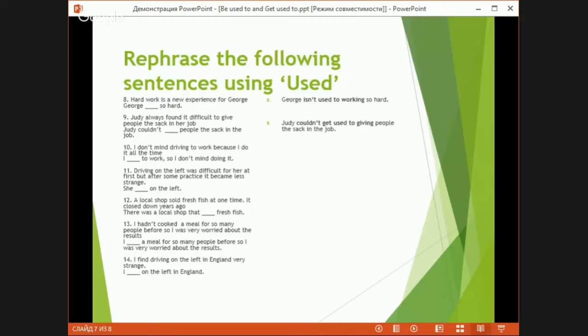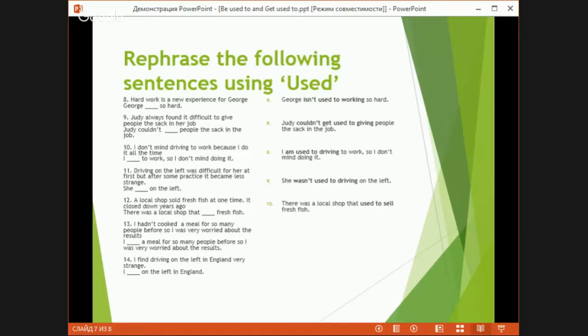I don't mind driving to work because I do it all the time, so it's okay for me. I'm used to driving to work. Driving on the left was difficult for her at first, but then after some practice, it became less strange. So she wasn't used to driving on the left at the beginning.